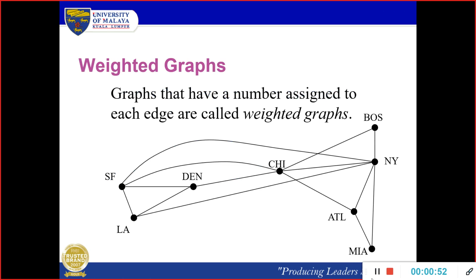Before this, when you have a graph, each edge doesn't have a weightage. There's no weightage assigned to that graph. Meaning that, as we learned before, let's say this is vertex A, this is vertex B and this is vertex C, we just put an edge between them. There is no weightage. So a graph that has a number assigned to each edge is called a weighted graph. Like this one is an unweighted graph, there is no weightage.